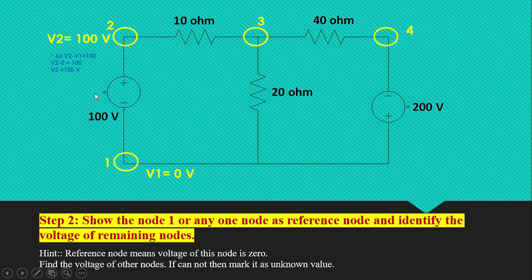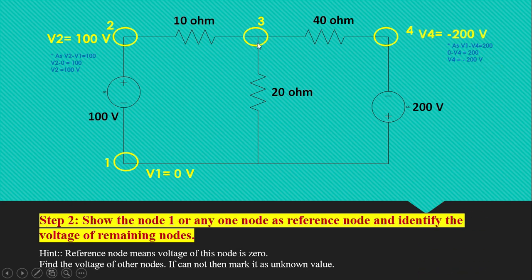Similarly, if I go to node 4, you can see this node is node 1 and this node is node 4, and node 1 is positive, node 4 is negative. So I will take V1 minus V4, because higher minus lower. So V1 minus V4 is 200. My V1 is 0, so 0 minus V4 is 200. So V4 is minus 200.